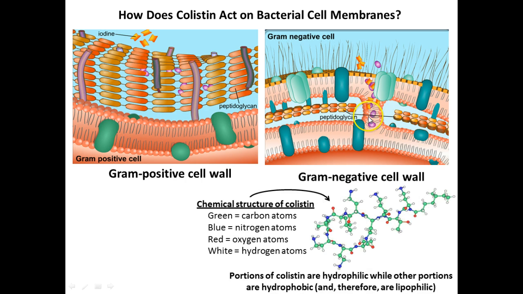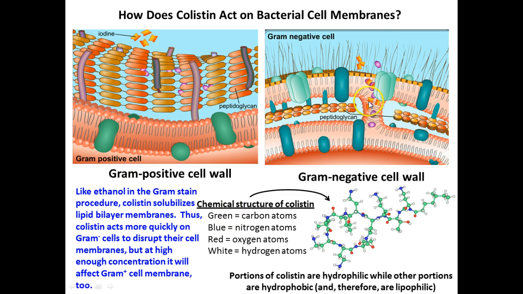Right. So colistin, this beautiful molecule here, is really hydrophilic in some portions and hydrophobic in others. So it's very similar to what we see in membranes, with those phospholipids. So it can very easily disrupt the structure. And so again, because of these structural differences, the gram negatives are much more susceptible. But if we put it in too high a concentration, you could affect your gram positives as well.